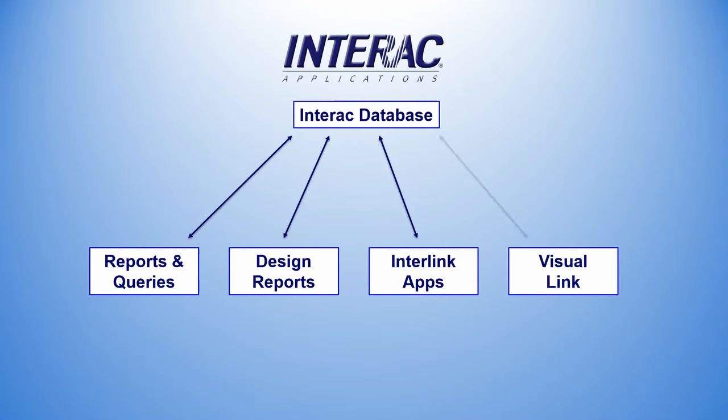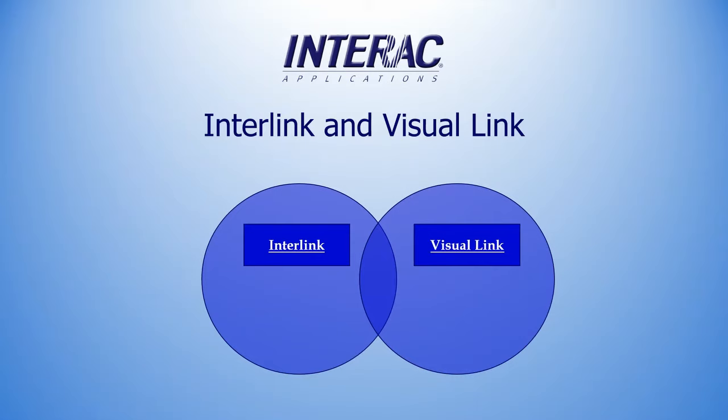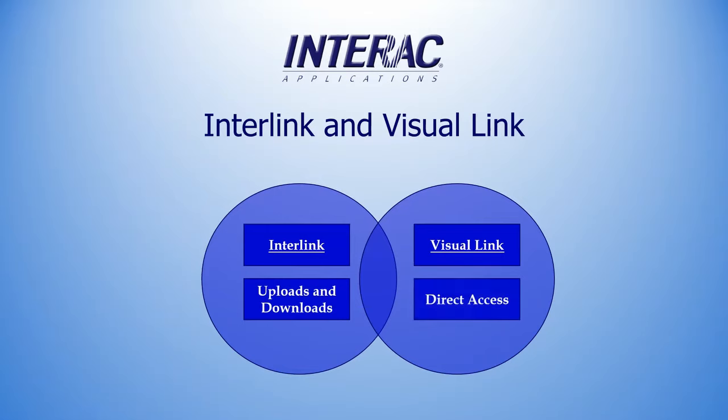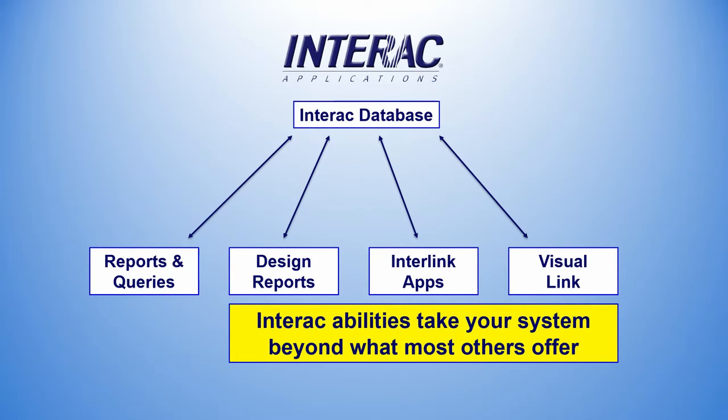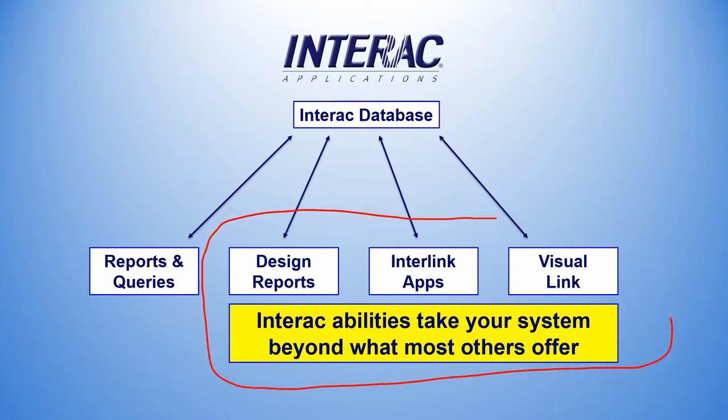Another option is to use VisualLink to access the Interac database. This is all about direct access without going through a file. Interlink and VisualLink are complementary to each other but different. Interlink is all about uploads and downloads, so you're uploading something into Interac or you're downloading something out of Interac. VisualLink is direct access. You may be in a spreadsheet and directly access the Interac data, not passing a file back and forth. Collectively, these tools offer more than what most other products offer. You can utilize them to generate information which is unique to your own needs.